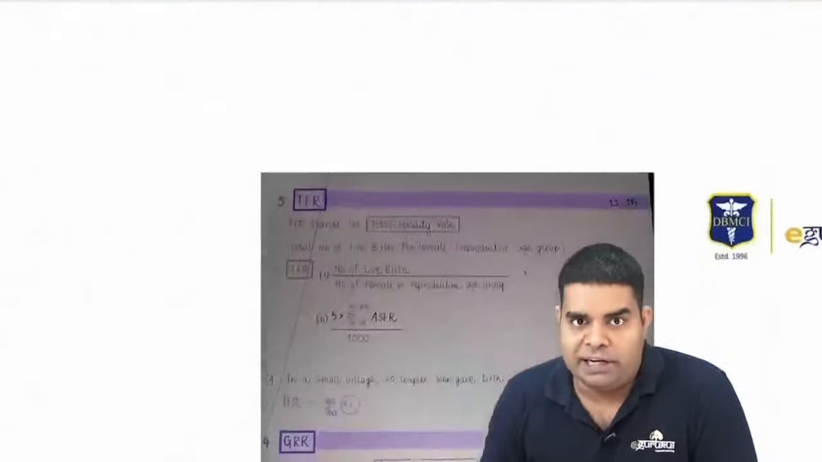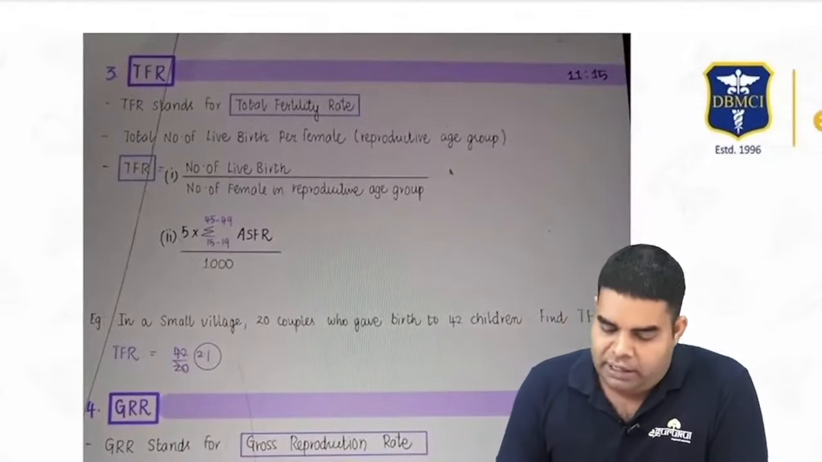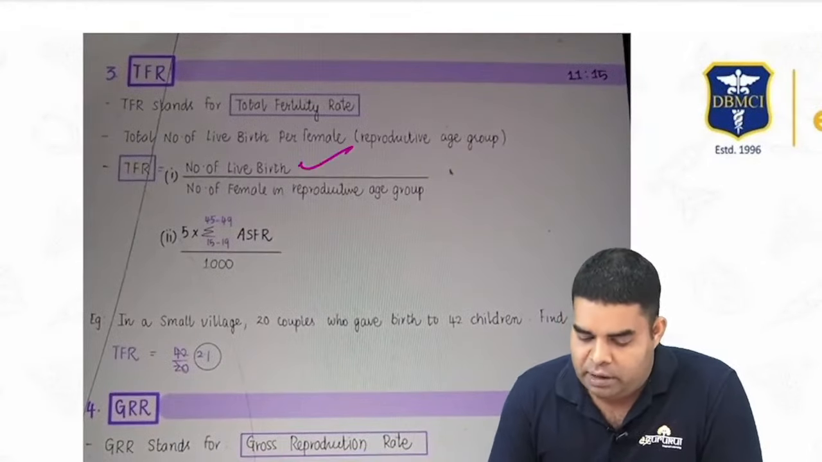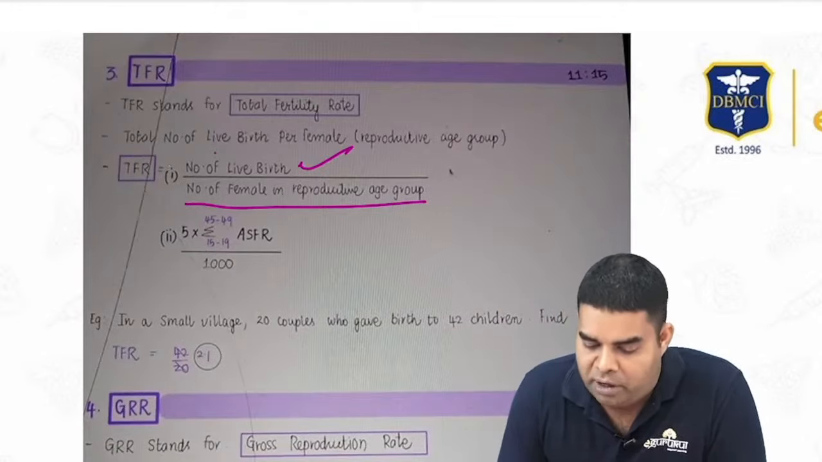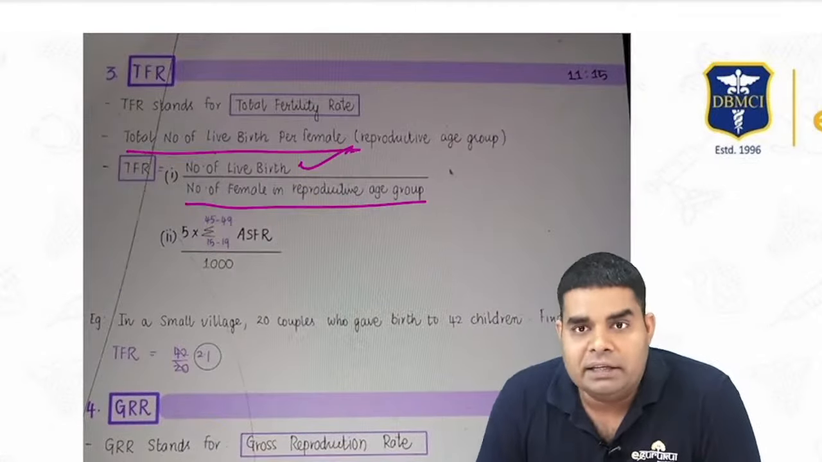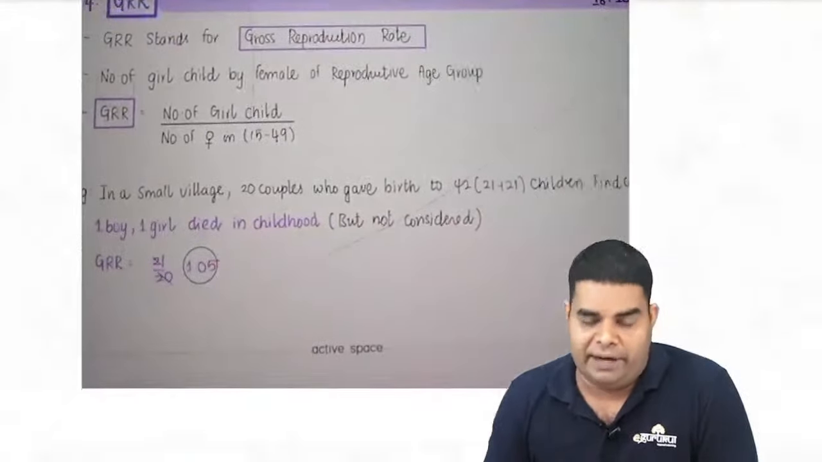And the answer is total fertility rate. Of course, we can see the difference in our notes: the definition is number of live births per female. Simple. It is the total number of live births per female. So if they ask number of live births per female, it is definitely total fertility rate.